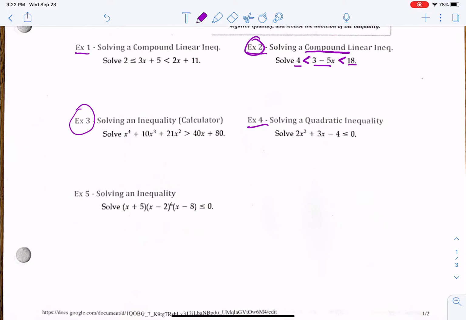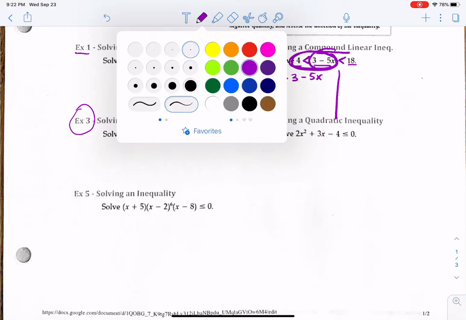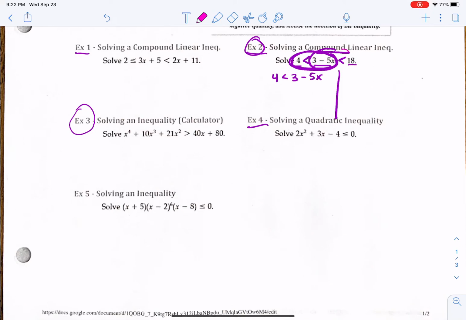Okay, so some people like to do this. If I look at just this left side, I will have 4 is less than 3 minus 5x. I have that to deal with. And then I have this right side. I'll do it in a different color. I'll have this right side piece.